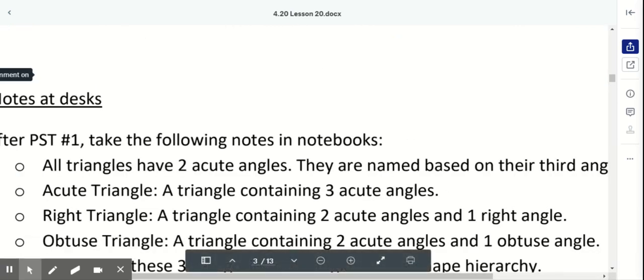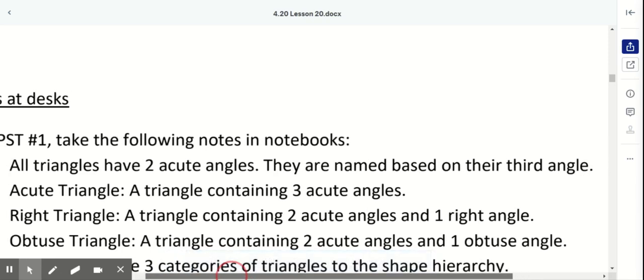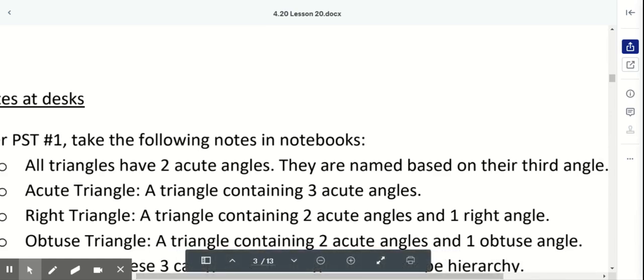Now, let's take some notes. So far, we've learned that all triangles have two acute angles, and they are named based on their third angle. An acute triangle is a triangle containing three acute angles. A right triangle is a triangle containing two acute angles and one right angle. An obtuse triangle is a triangle containing two acute angles and one obtuse angle. Take a moment to write those notes down.